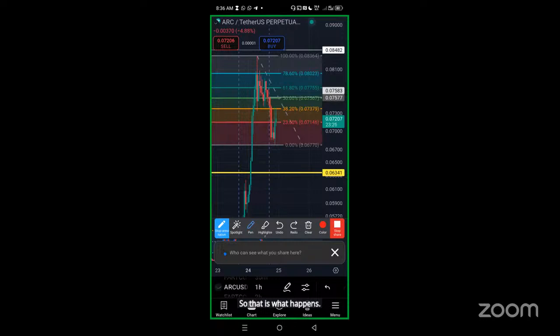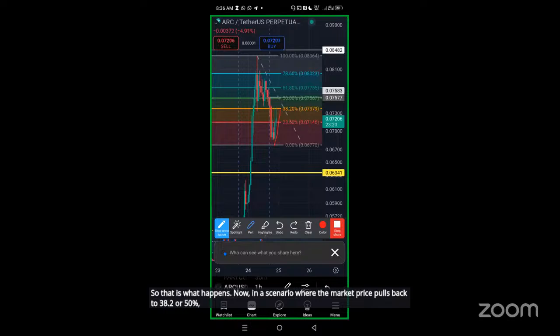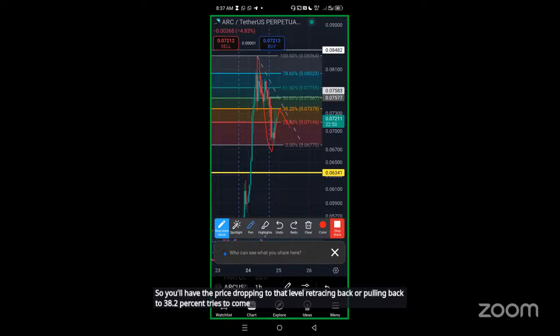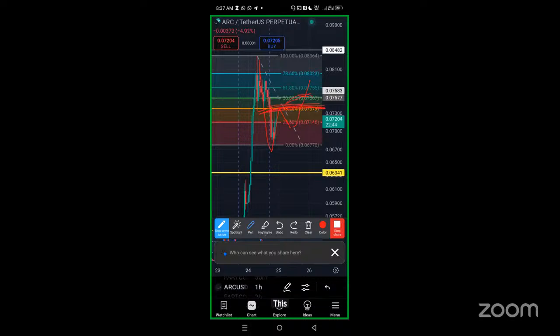Now, in a scenario where the market price pulls back to 38.2 or 50%, and then it comes down and stops midway before reaching this support level where it previously touched, we will encounter what we call a failure swing. This is also another signal of a trend reversal to the upside. It indicates that the trend is reversing to the upside. So you'll have the price dropping to that level, retracing back or pulling back to 38.2%, tries to come as if it wants to continue down, and then immediately it reverses and breaks this structure, this level. That is a trend reversal.